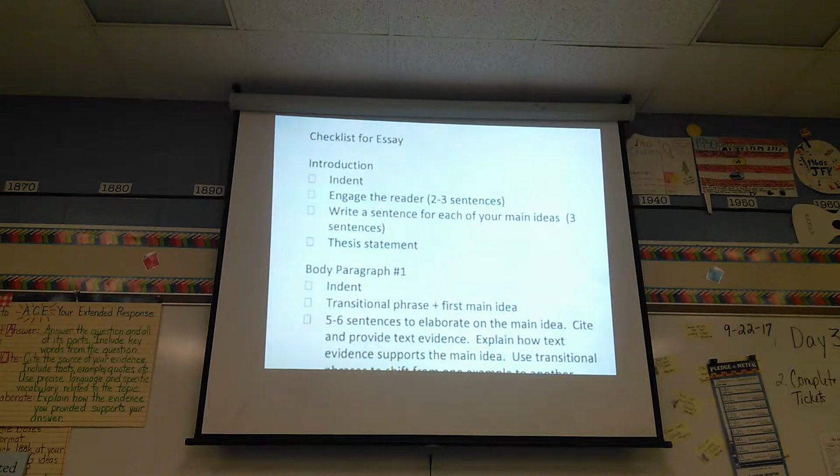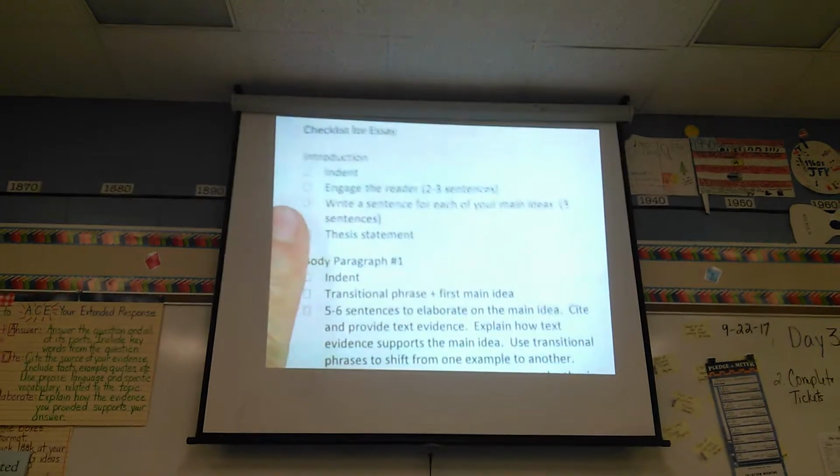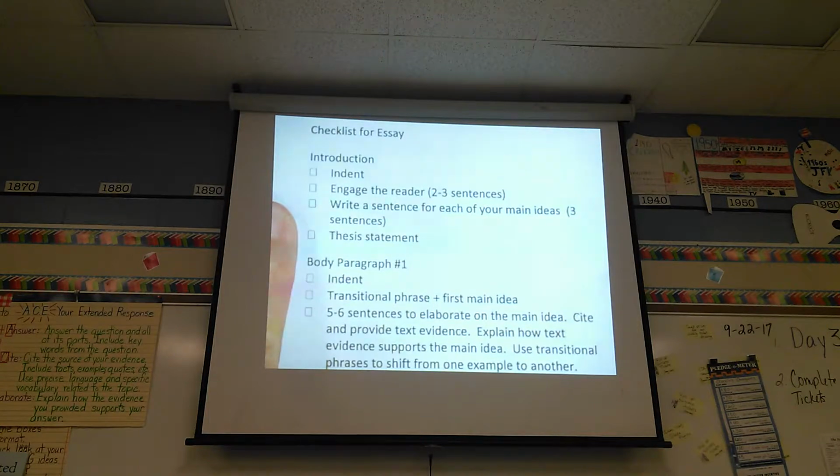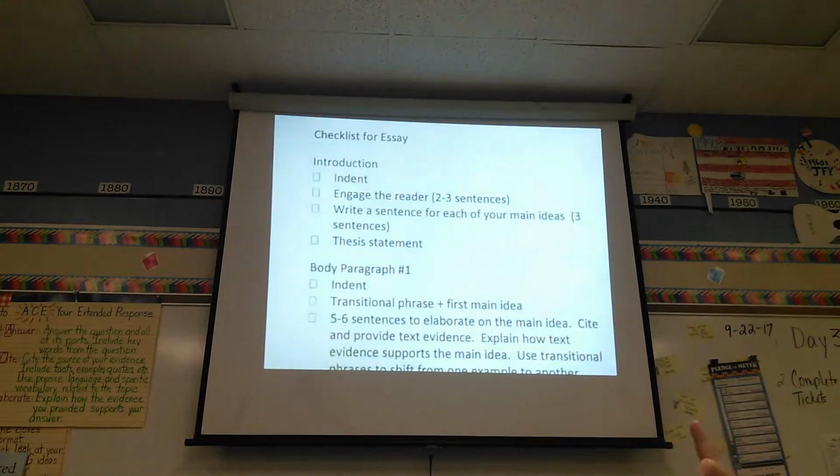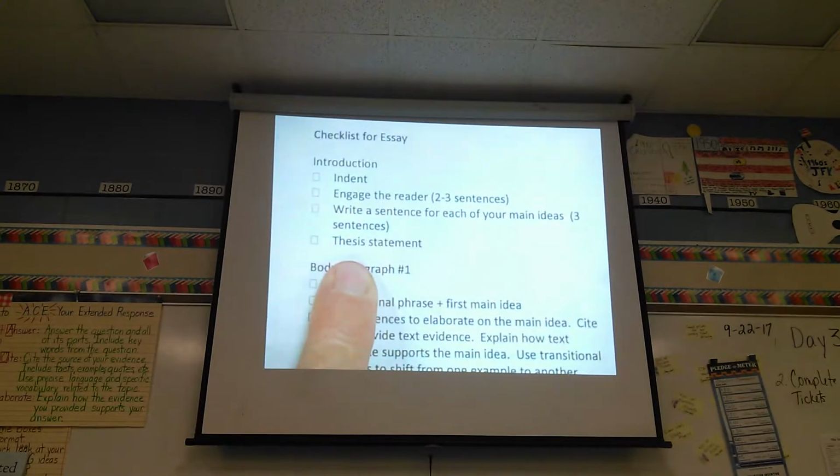Now, we made a list of things that we noticed about that essay. We noticed, first of all, that it's a paragraph, so it was indented, and that the writer tried to hook the reader, engage the reader, get the reader interested in the first 2 to 3 sentences of that paragraph. Then we noticed that after the hook, the writer wrote a complete sentence for each of the 3 main ideas they wanted to use to support that thesis statement. And then the final sentence in the introduction is the actual thesis statement itself.